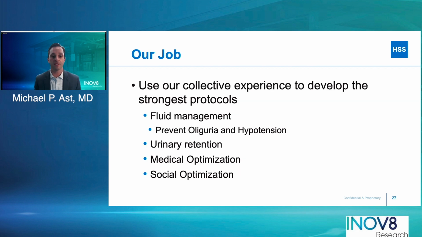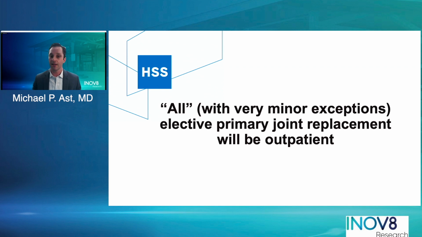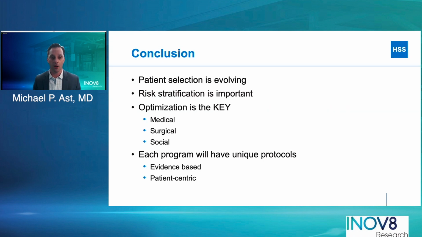And so our job is to use our collective experience to develop strong protocols to evaluate the things that matter: fluid management, prevent oliguria, prevent hypotension, prevent nausea, vomiting, dizziness, urinary retention, medical optimization, and social optimization. And if we do that, every patient is going to be an appropriate patient for outpatient surgery, except for a very small group of people who simply have non-modifiable risk factors.